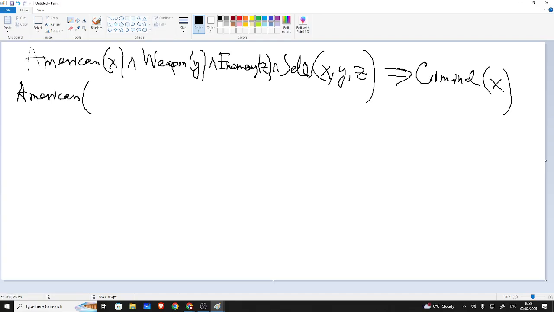So then you have, I think the book says, American. We'll call him West. We can suggest a different name, but let's call him West. And then the weapon, I don't know what we call the weapon.